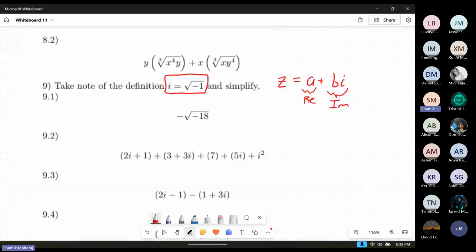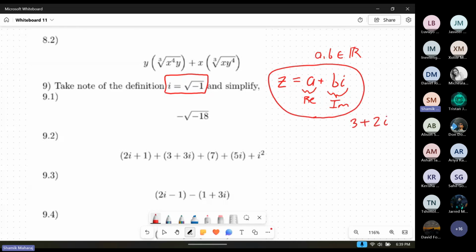And A and B are both some integer, not necessarily integer, some real number actually. A and B are real, but B times i gives you an imaginary part. And this entire thing here is called a complex number. So that's the basic form. For example, 3 plus 2i, that's a complex number.